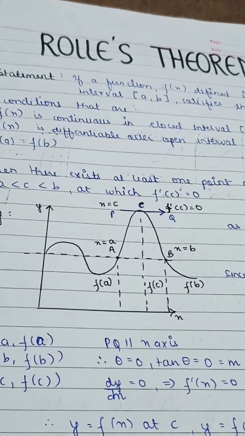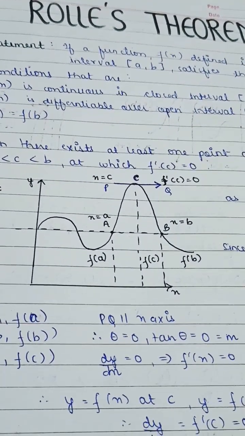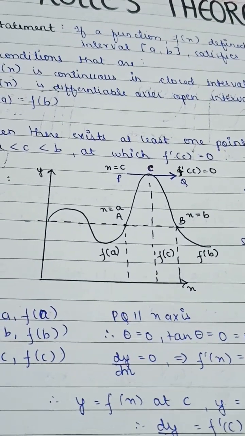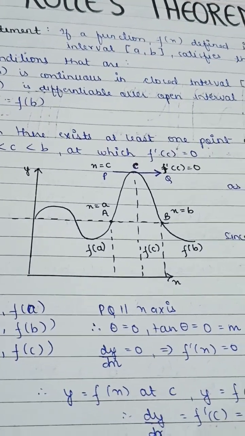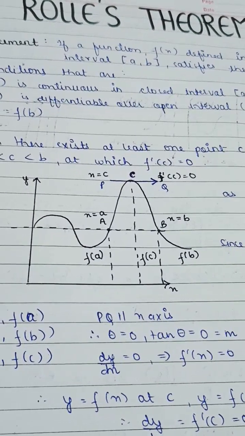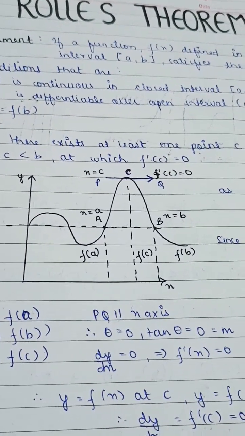afterwards. So here we can conclude that the curve increases from point A to the desired point C, and from C to B it decreases.